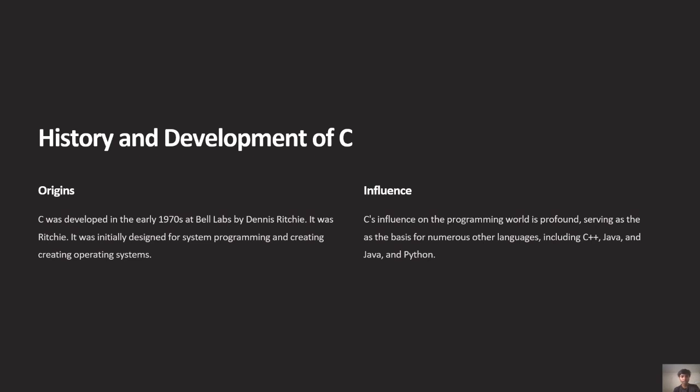So let us see the history and development of C programming. C was developed in the early 1970s at Bell Labs by Dennis Ritchie. It was initially designed for system programming and creating operating systems. The influence of C on the programming world is profound, serving as the basis for numerous other programming languages, including C++, Java, and Python.